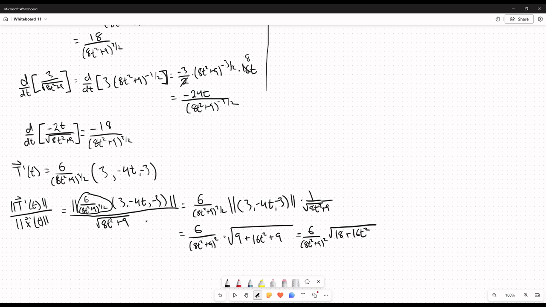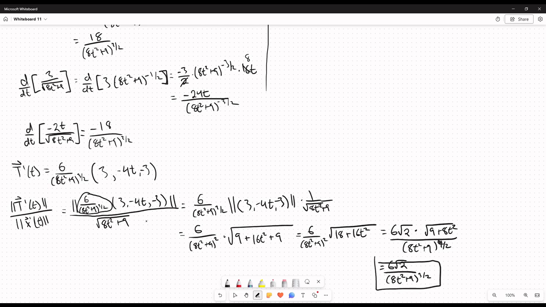But if we factor out a 2 from that, we realize that we can write this as 6 square root of 2 times square root of 9 plus 8t squared over 8t squared plus 9 squared. And since we have a little bit more cancellation we can do, we'll notice that we can cancel out one of those, and we just end up with 6 square root of 2 over 8t squared plus 9 to the 3/2.